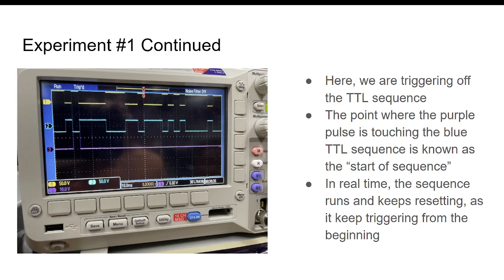You'll notice the yellow and blue, the TTL and the analog sequences, are essentially inverses of each other. That's just due to the internal circuitry of the TIMS. You can also notice the purple, which is our trigger, is at the start of the blue sequence, the TTL. That means it's going to keep resetting at that point, as it runs in real time.